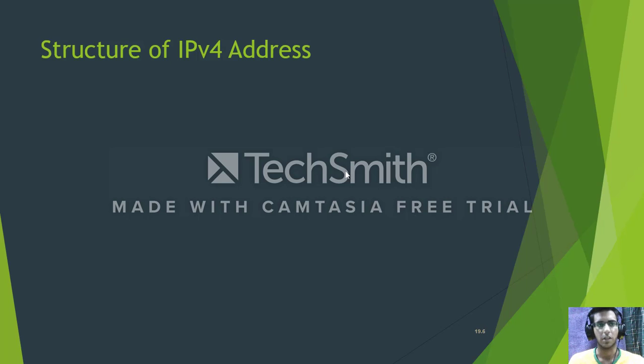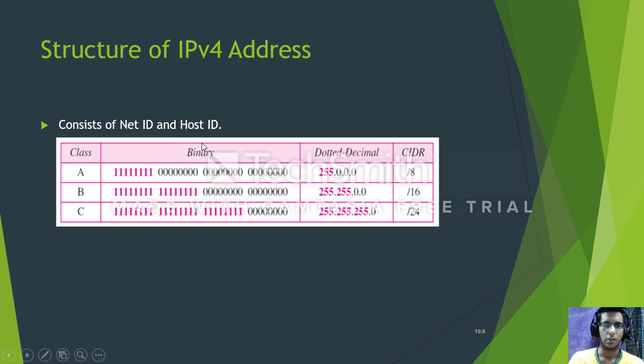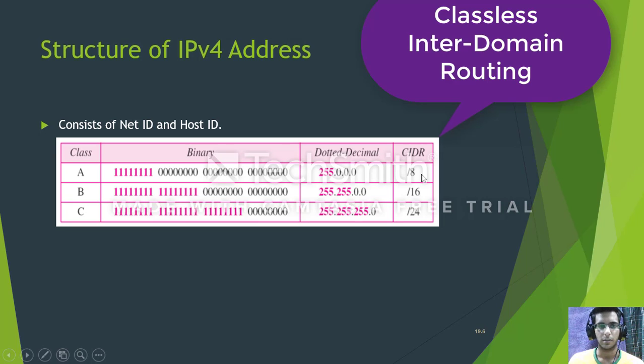Now we'll be talking about structured IPv4 addresses. It consists of net ID and host ID. These are the actual binary and dotted decimal notations. It goes in ascending order: one group of ones, then two groups of ones, three groups of ones, and the same goes for dotted notation. It always adds on by 8, which is the CIDR.